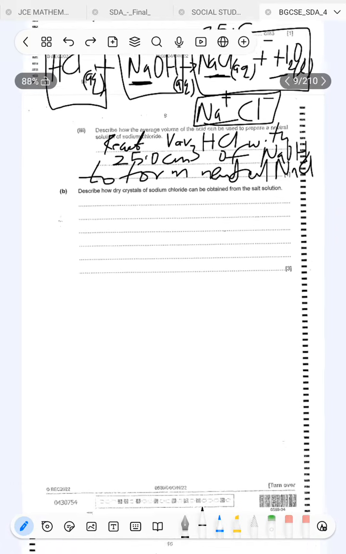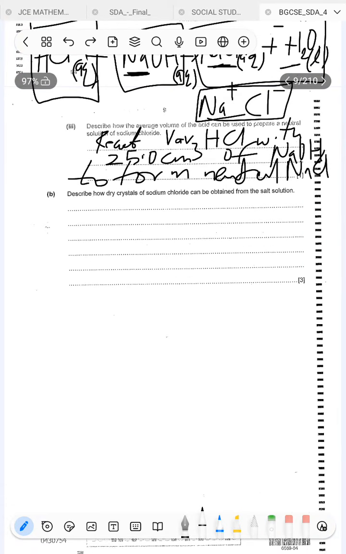All right, let's continue. B says, describe how dry crystals of sodium chloride can be obtained from the salt solution. Now, the method of preparing salt here, we're going to use the evaporation method. So that's the general method that we're going to be using. Now, all we have to do is to list those steps that we're going to take.